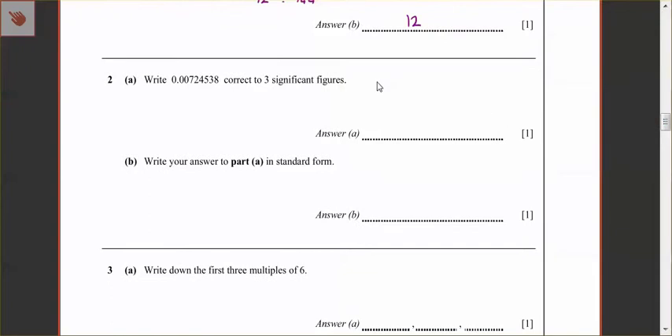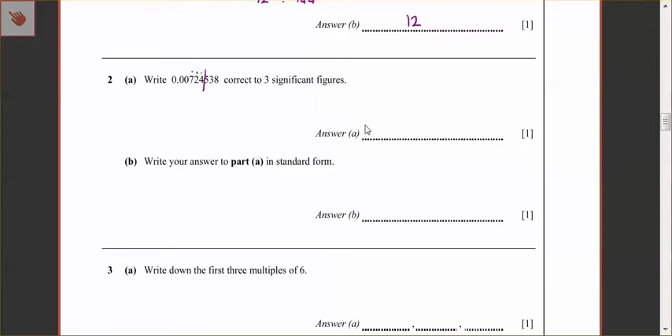3 significant figures. Anyone okay with that? Anyone struggling with that? Okay, so mistakes: the zeros at the beginning don't count. The most significant number is the first one, the 7, then the 2, then the 4. Then we look at the 5 after that. Does the 5 round the 4 up or not?